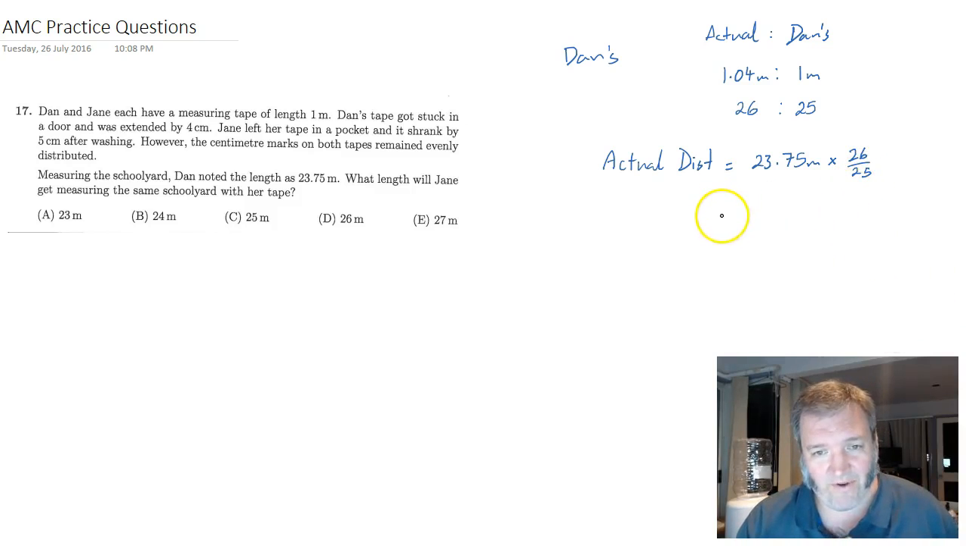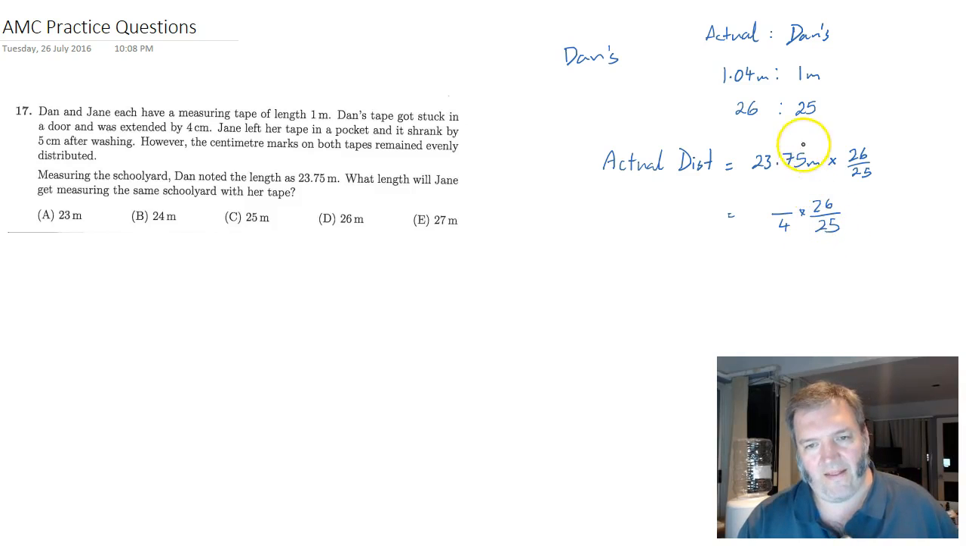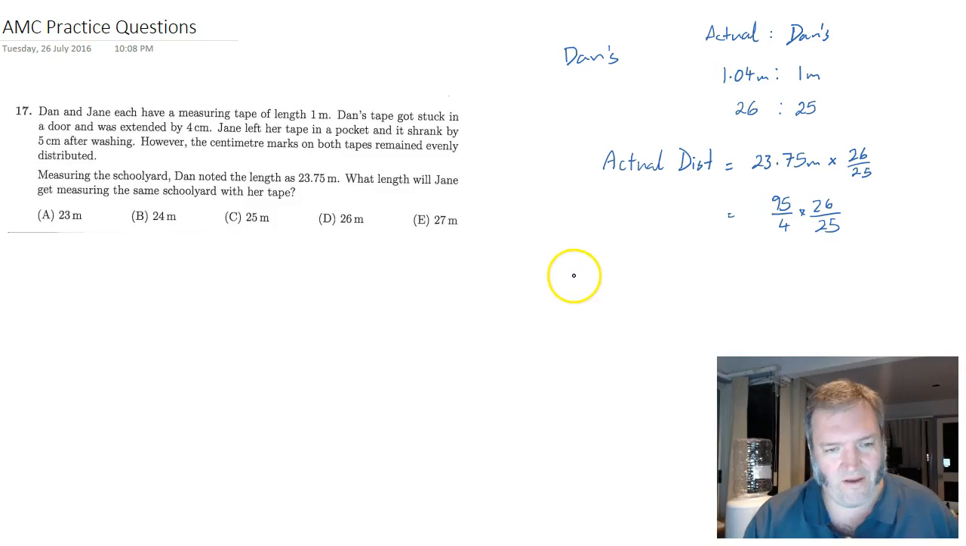If we want to actually simplify that and figure out what the actual distance is, we might as well. Now, I like working in fractions, so this is going to be over 4. Here we've got the 26 over 25. And that's 3/4, and that's 80, and 12 is 92 plus 3. So we've got 95 quarters of a metre times 26 over 25. I could simplify that, but I'm going to leave it for the moment because let's see what happens when we consider Jane's tape measure.